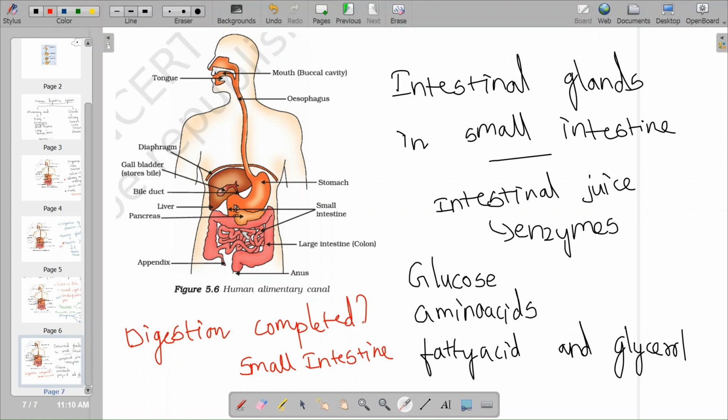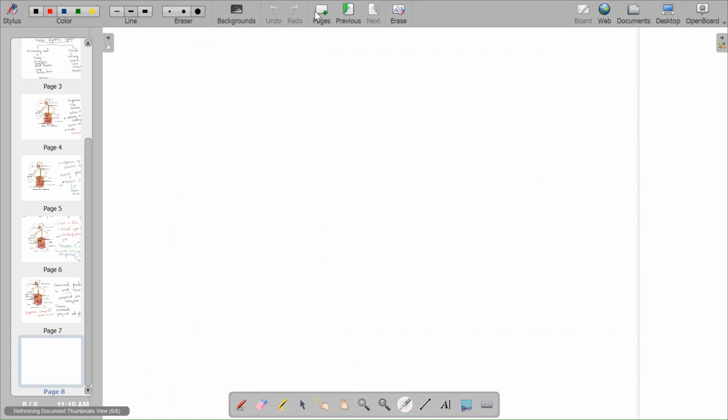So we learned about the processes of digestion in human beings. Where does digestion take place? Digestion takes place in our mouth, in our stomach, and in the small intestine. Only in these three regions does the process of digestion take place. Next we will discuss the mechanism of digestion.